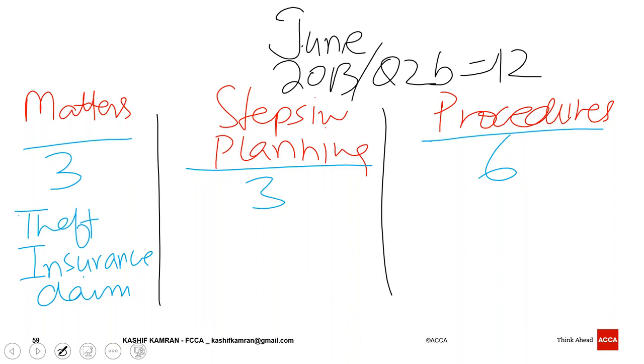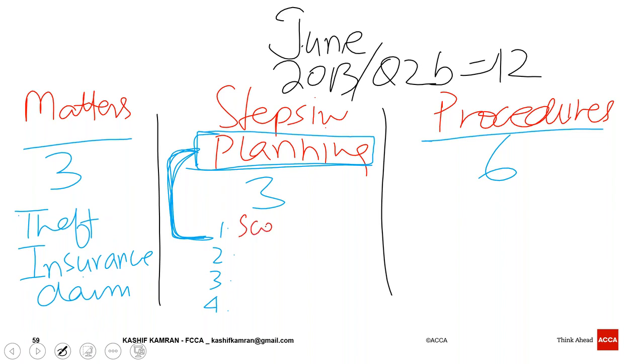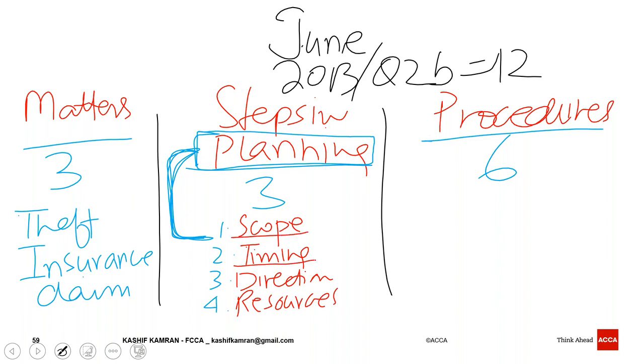Steps in planning. Anyone knows what are steps in planning? Because planning is something you do in the F8 paper. How many steps are there in planning? There are 4 steps in planning. The first step in planning is scope. The second step is timing. The third step is direction. And the fourth step is resources. So we plan for scope, timing, direction, and resources.